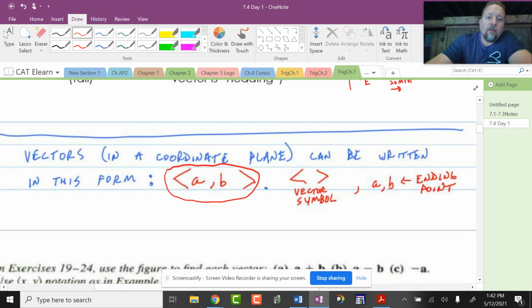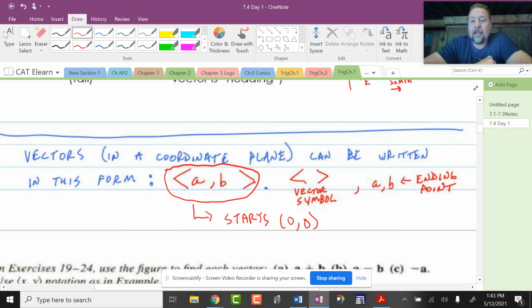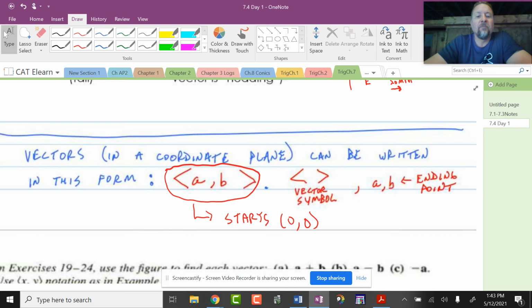And we're going to call a vector by the endpoint that the vector ends at, where the arrow is. So anytime you see a vector in this format, it actually starts at 0, 0. It starts at the origin. And then A comma B is where the vector ends, right? And this is mostly what we're going to deal with, vectors in a coordinate plane. So really, it's going to come down to simple trigonometry.